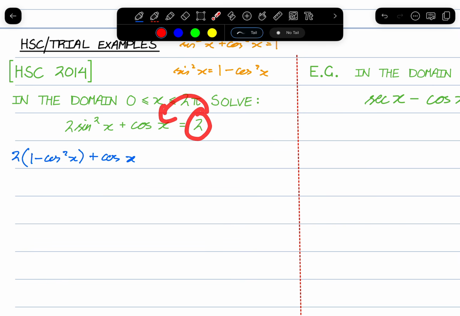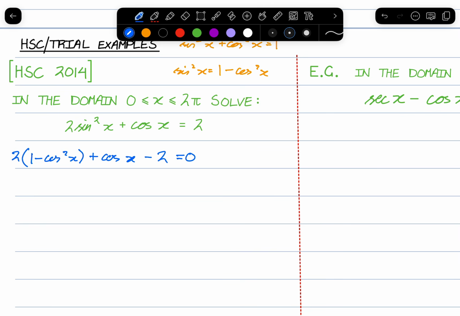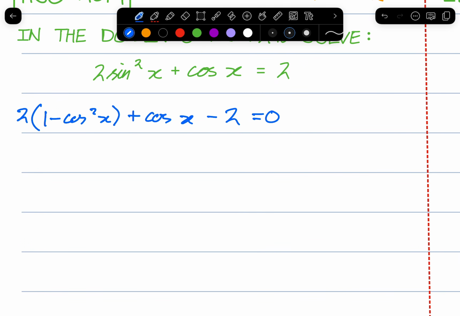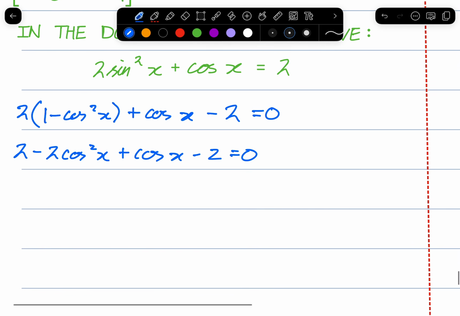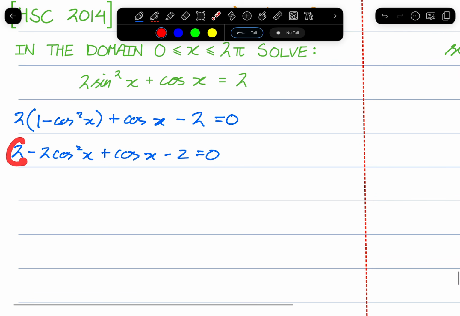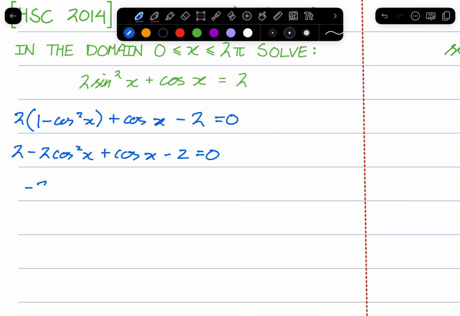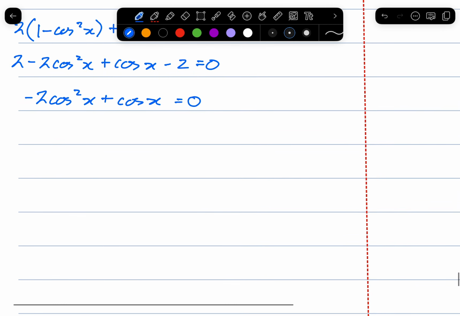And this 2, I'm actually going to move across to the left-hand side, so minus 2. This group, I'm going to expand, so 2 minus 2 cos squared x plus cos x minus 2 equals 0. From here, I can see the 2 and the negative 2 cancel out. This leaves me with negative 2 cos squared x plus cos x equals 0.